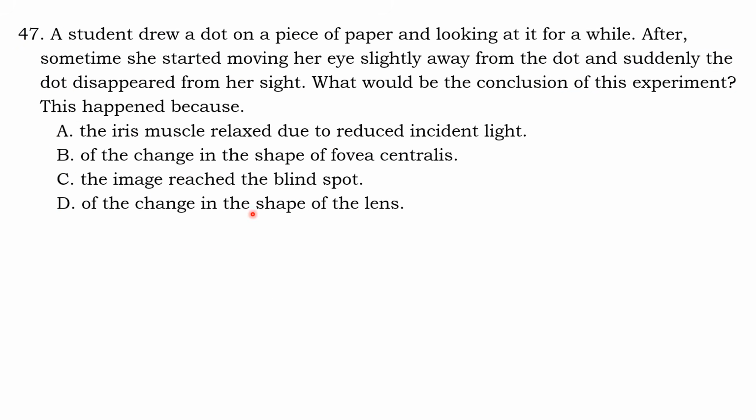So the answer should be A. Question number 47. A student draws a dot on a piece of paper and looks at it for a while. After some time, she started moving her eye slightly away from the dot and suddenly the dot disappeared from her sight. What should be the conclusion of this experiment?